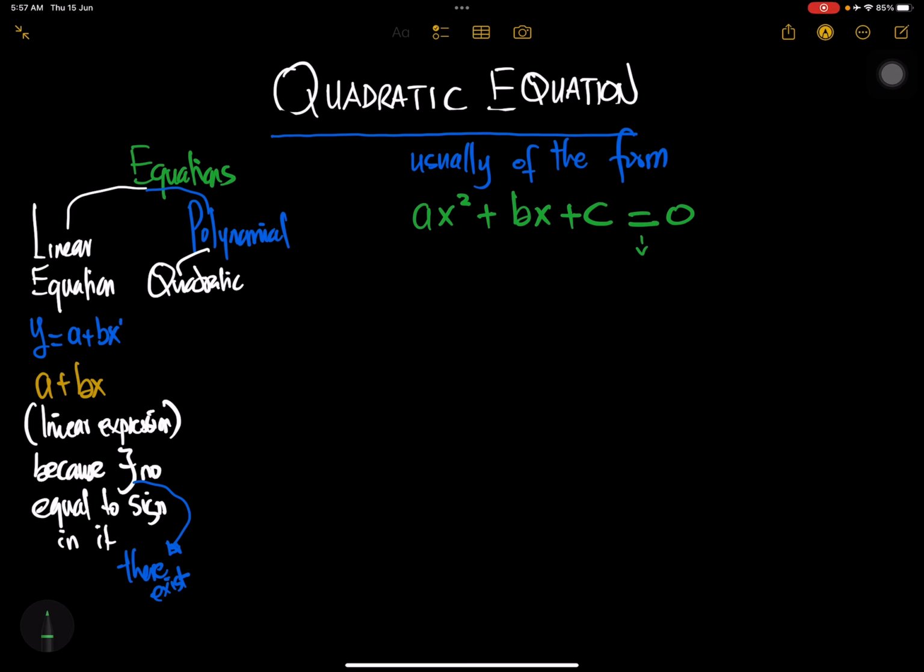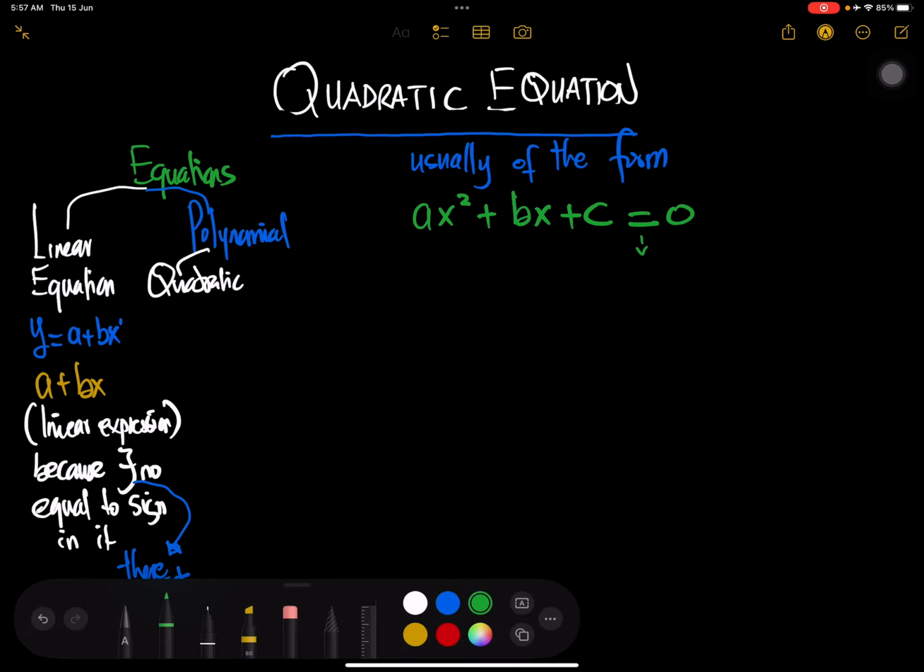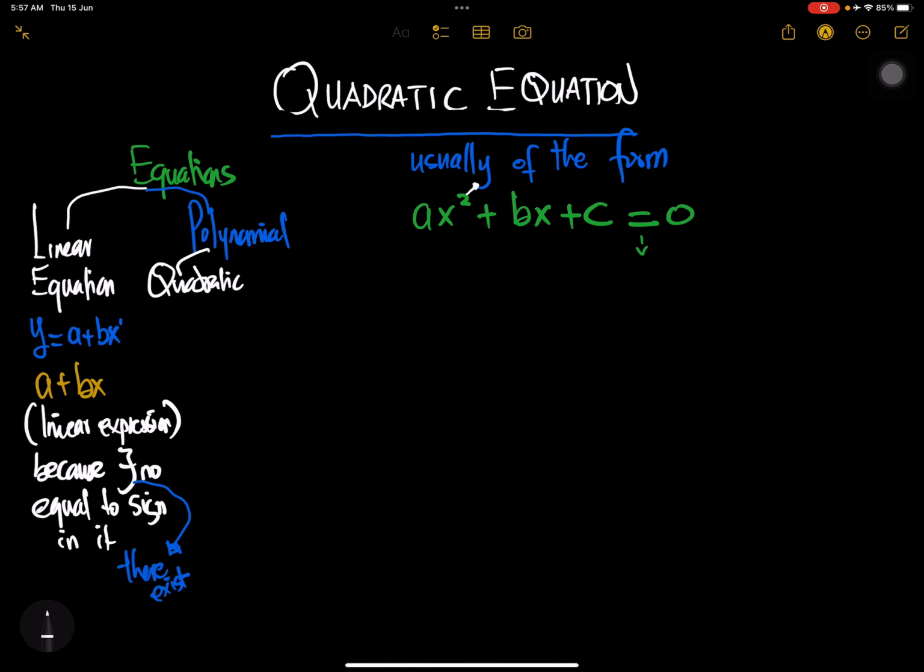Now, why do we say this is a quadratic equation? It's because of this squared here, the squared on the x. That gives us a sign that it's quadratic. Just like the coefficient here being 1, the exponent or power here is 1, that makes it a linear equation. Here the power is 2, that makes it a quadratic equation. Also, we can write a quadratic equation of the form y equals ax squared plus bx plus c. Because of this equal to sign, it is a quadratic equation.